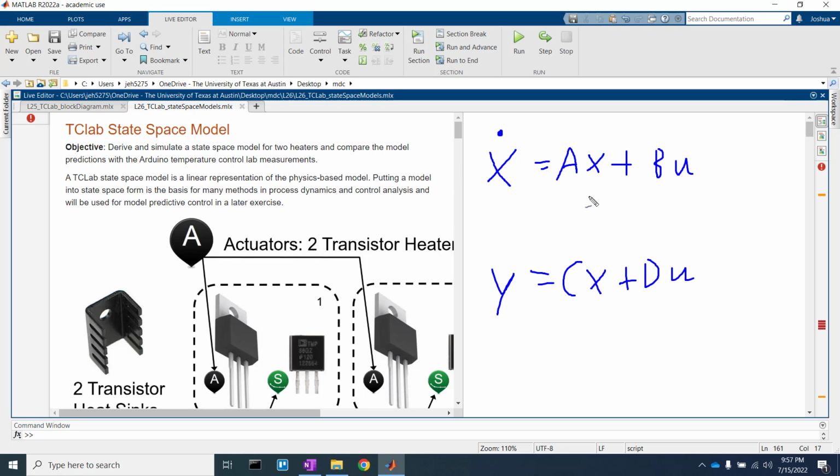You'll note that this x and this x, they're both x. X dot is another way of saying that we have a derivative of something. So it's the rate of change of something with respect to itself. And u is going to be our inputs. And these are going to be our states. So we have our inputs and our states and how they relate to one another.